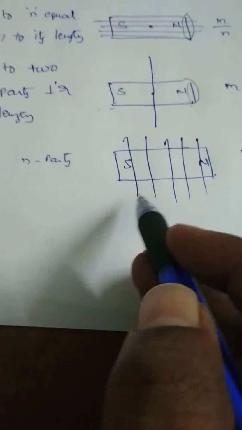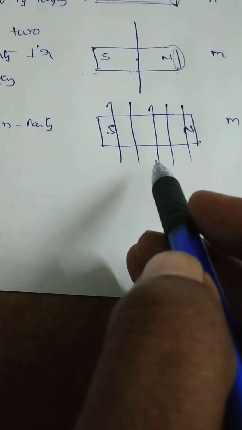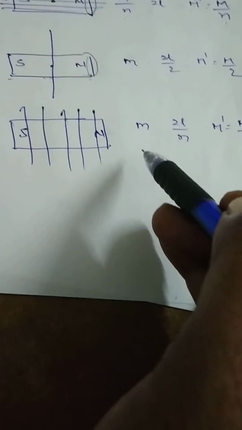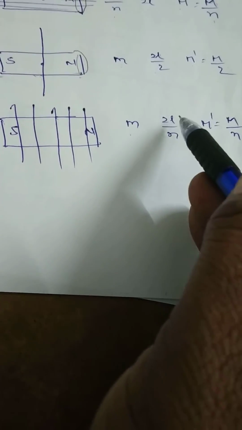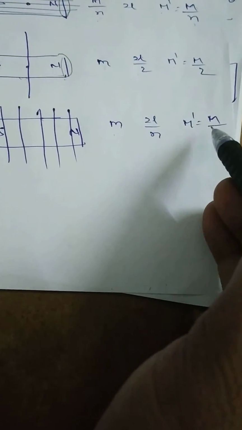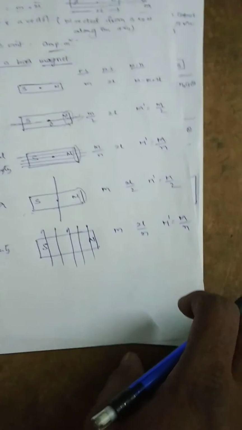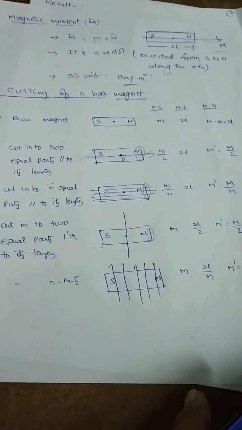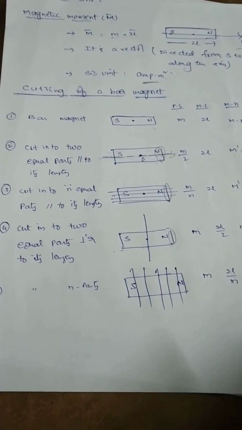In the same way, the magnet is cut into n equal parts perpendicular to its length. Pole strength remains the same, the length of each part is 2L by n, and magnetic moment M dash is equal to M by n. This is the concept about cutting the magnet into a number of pieces.